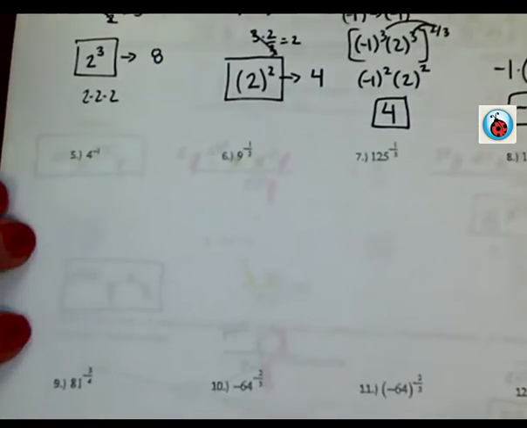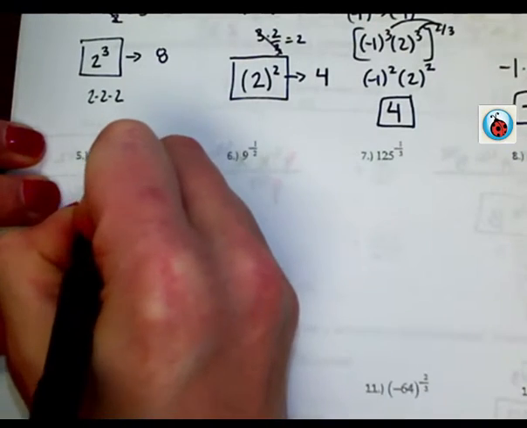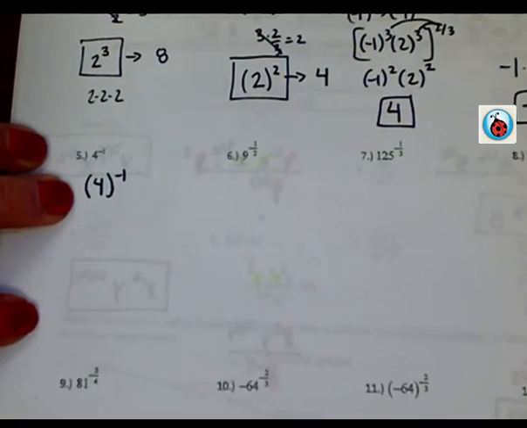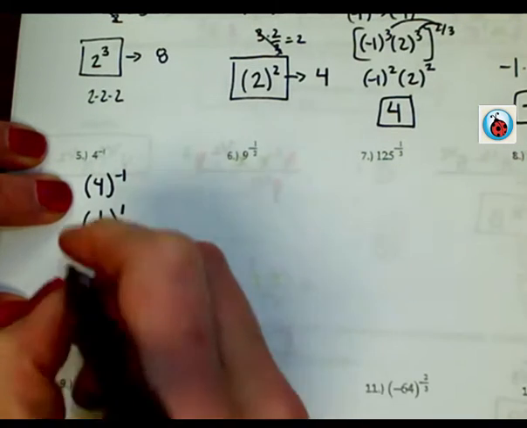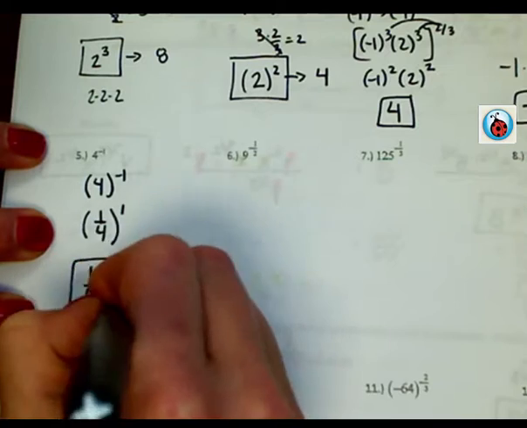Let's do the next row. Okay, so I'm going to add some grouping symbols here. And I'm going to take the reciprocal. So the answer is 1/4.